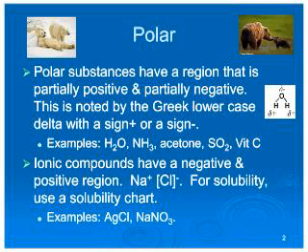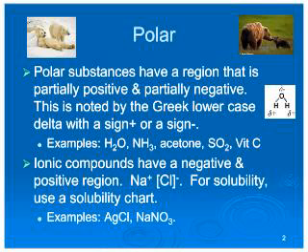Polar. Polar substances have a region that is partially positive and partially negative. This is noted by the Greek lowercase delta, with a positive sign or a negative sign. So that means it's partially positive on the H's and partially negative on the oxygens. Here are some things that are polar: water, ammonia, acetone, SO2, vitamin C.